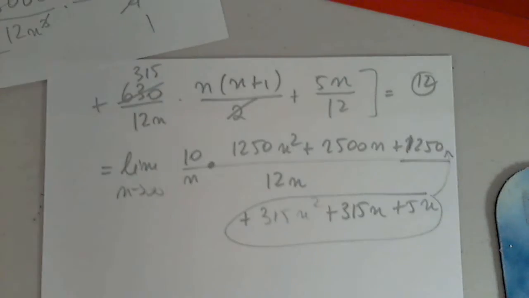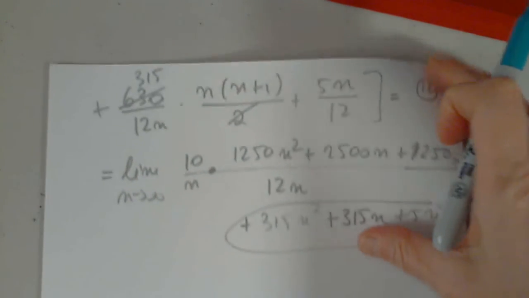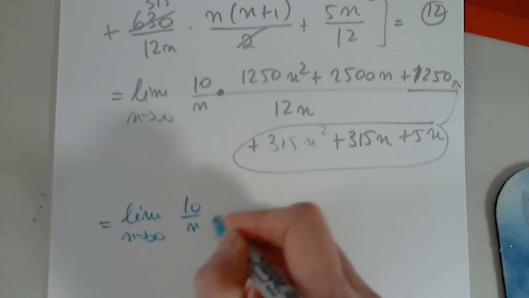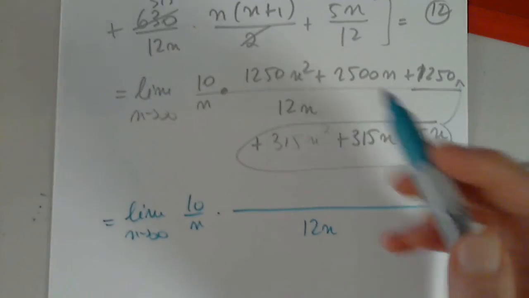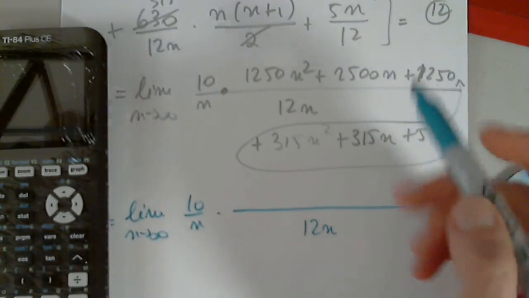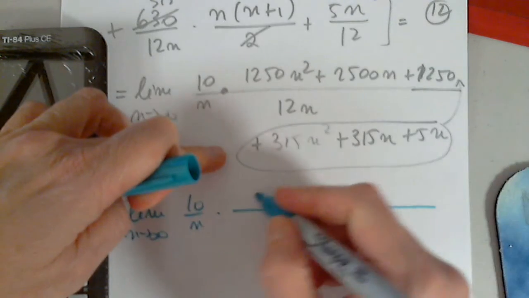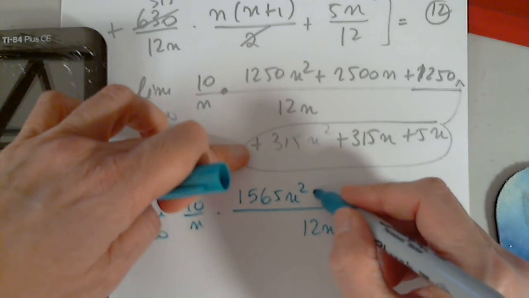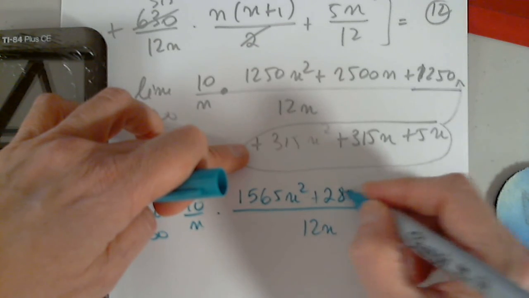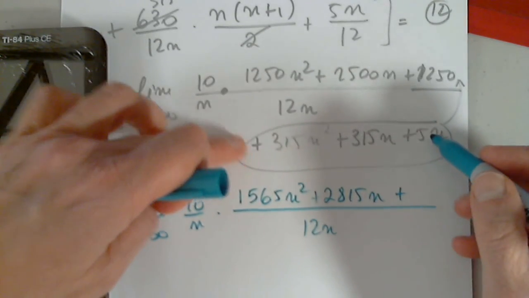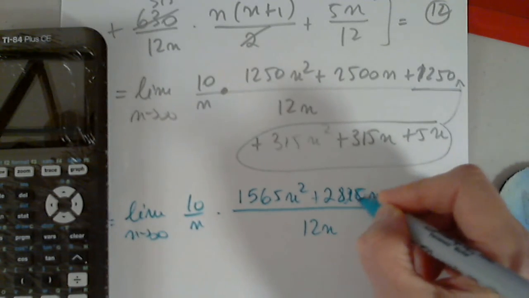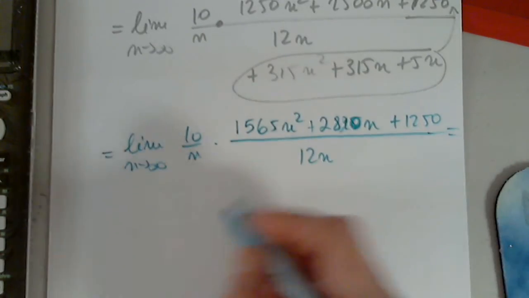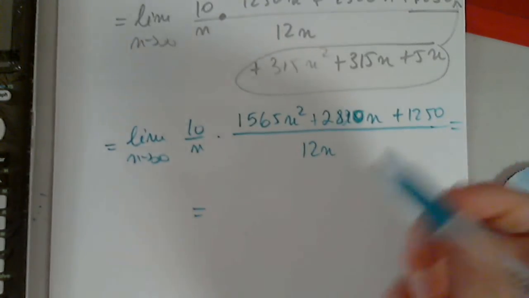Okay, so now almost there at this point. So the limit as n approaches infinity, 10 over n will stay in front for now. Okay, so what do I have? I have 1250 with 315, so it's 1,565 n squared. Now these two, 2,815n, plus 5, 20. And plus 1,250.